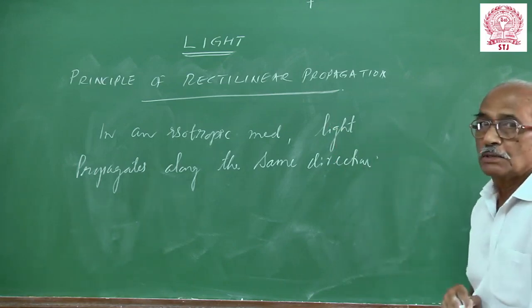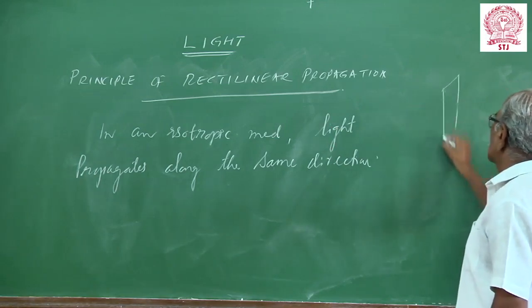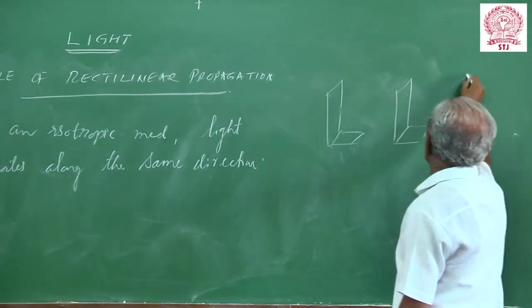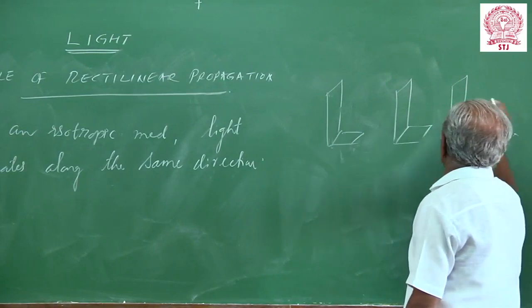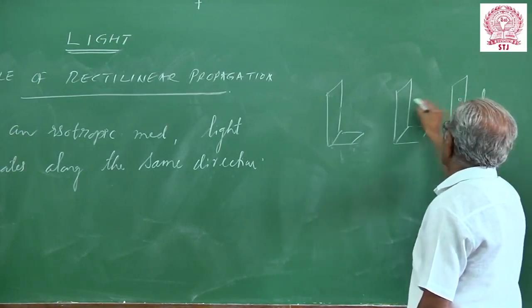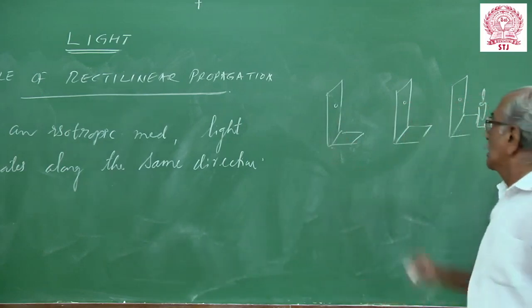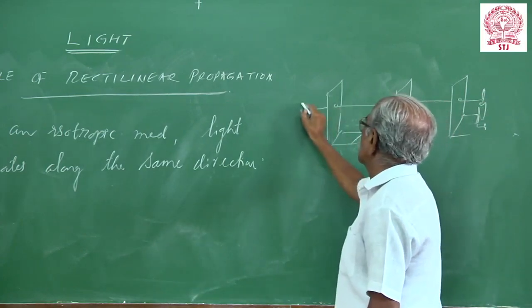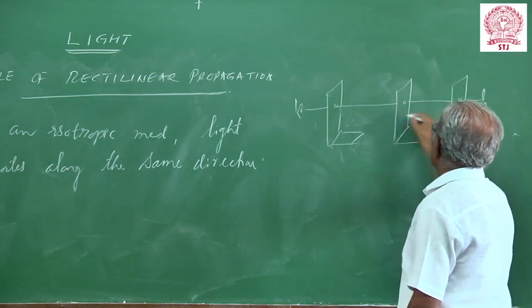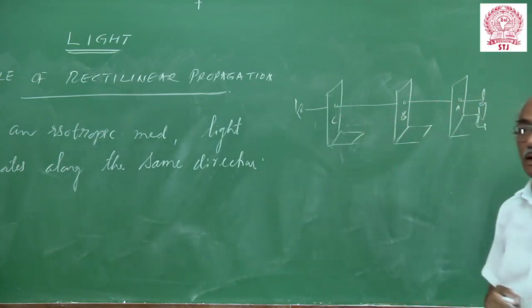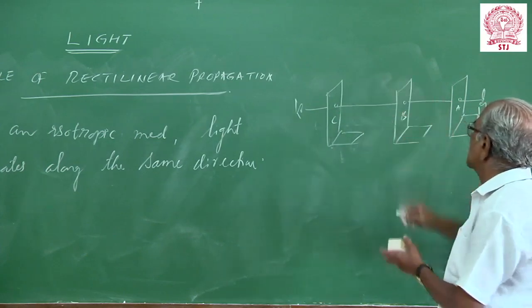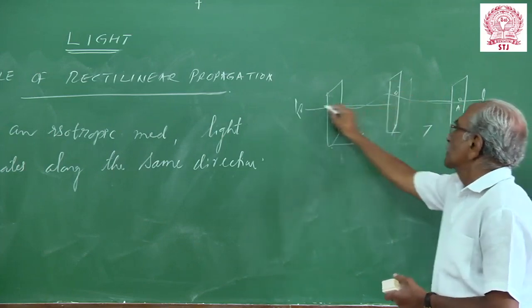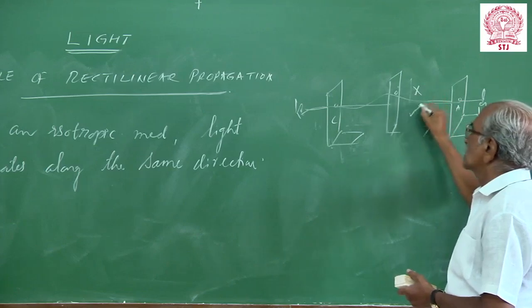Now this can be very simply demonstrated. For instance, you have an arrangement of three cardboards like this. If you keep a burning candle here and make pin holes, you are able to see the light only through these holes on the same line. If you displace one a little, you will not be able to see light, because it does not travel like this, it travels like that.